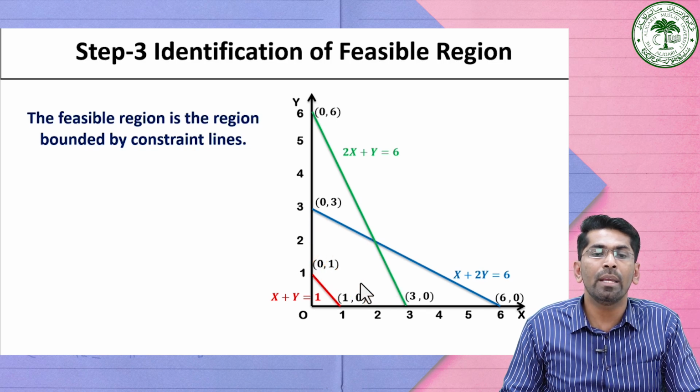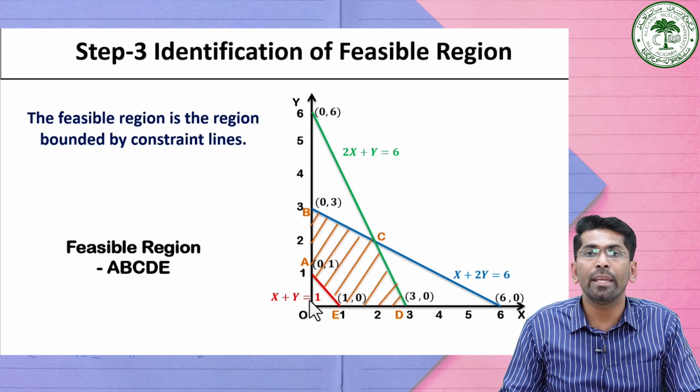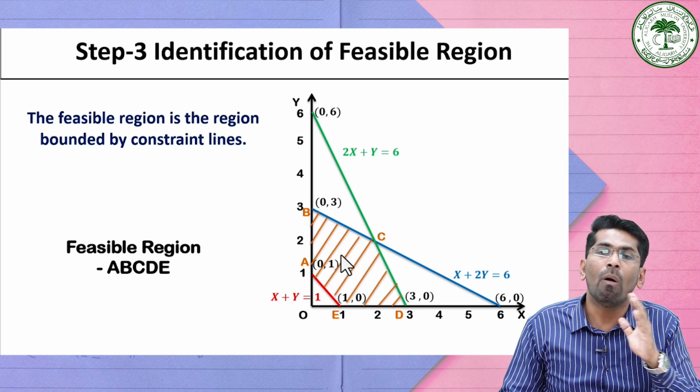This shaded area will be considered as the feasible region here. I am denoting the feasible region as A, B, C, D. The feasible region in this case should be inside both constraints, and it is outside this particular red line because x plus y is greater than or equal to 1. So finally the shaded area is considered the feasible region here. Any point inside this shaded region is in the feasible region, and it gives the values of x and y that satisfy all the constraints.